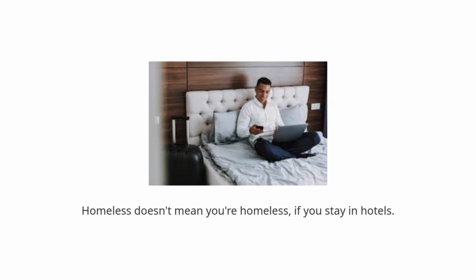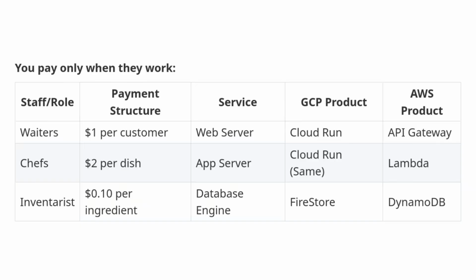And here's the biggest difference. You only pay when your code actually runs. Think of it like a restaurant that only pays employees when customers actually show up. The waiters get paid per customer they serve, the chefs get paid per dish they cook, and the inventory manager gets paid per ingredient they store. If nobody comes in, nobody gets paid. If there's a huge crowd coming in, everyone works more and they get paid more.